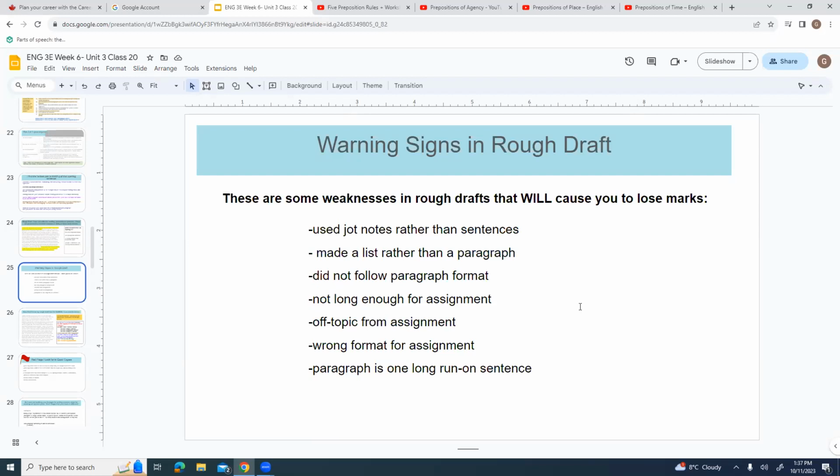Paragraph is one long run-on sentence. That does happen. I find some people are just doing commas everywhere and only putting a period at the end of the paragraph. If you've written for half a page and there's only one sentence, one period, there's a problem. Okay. So those are the things I'm looking for when I'm looking at the rough draft.